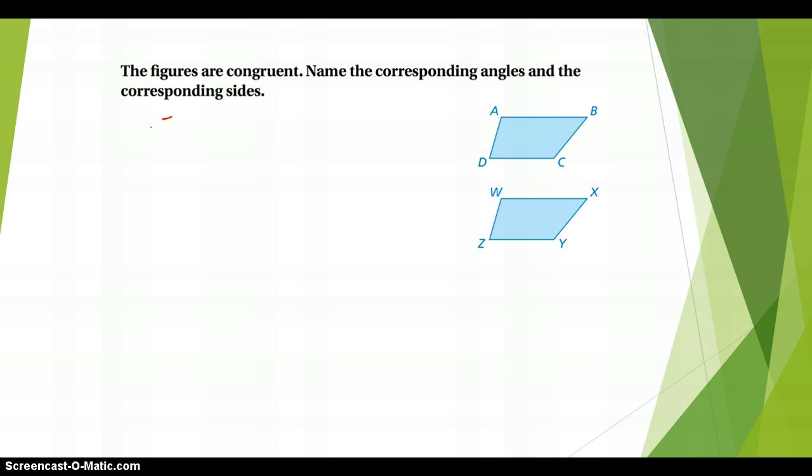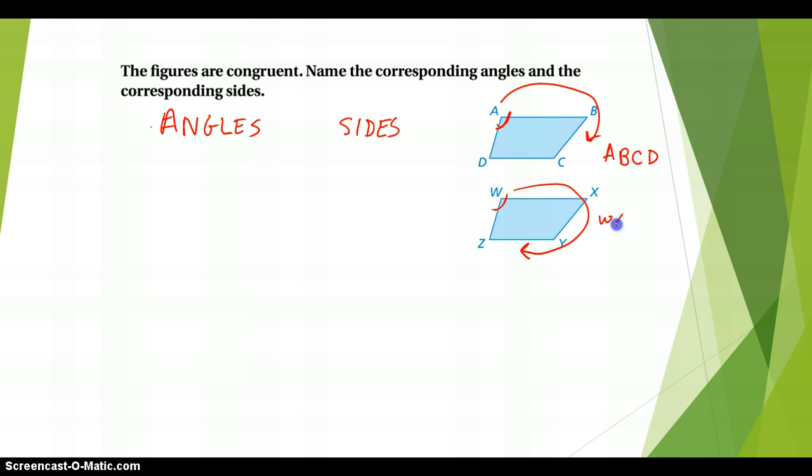So now we're going to do it on our own. The figures are congruent. We're going to name the corresponding angles and the corresponding sides. So I'm going to make a list over here for angles and sides. Name your polygon. Let's name it starting with A and going around. A, B, C, D. So who corresponds with A? W does, so we'll go the same way. W, X, Y, Z. I want you to go now, pause the video, the slides, and try to fill in the angles that are congruent and corresponding sides as well.